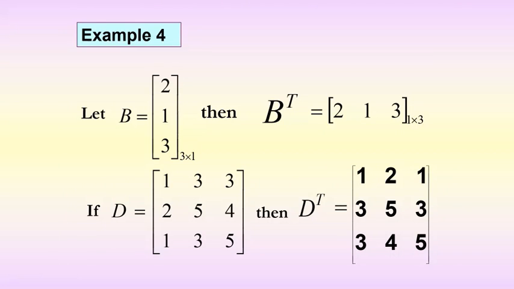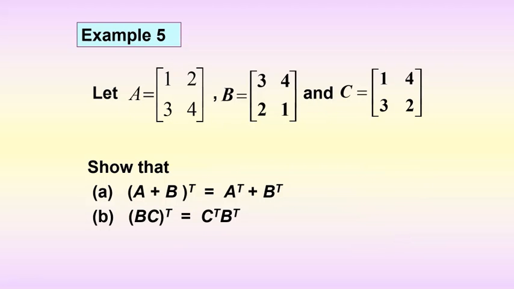Let's see an example of the transposition operation. Let A be 2 1 3, then its transpose becomes 2 1 3, but the difference is that the row matrix becomes a column matrix. Then for D, we have a 3 by 3 matrix. The first row is 1 3 3. After the transposition operation it becomes 1 3 3, but it is a column, not a row anymore.